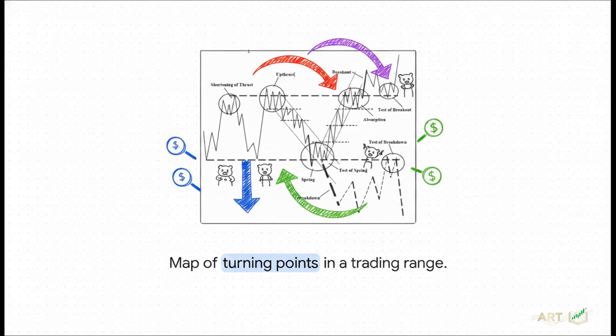Think about the spring down at the bottom of a range. Price dips below support, traps the bears into thinking it's going lower, and then violently reverses upward. Conversely, up at the top, we get the upthrust, a false breakout above resistance that totally traps the bulls right before the price collapses. And of course, you'll see tests of these breakouts and breakdowns. These moments right here, these are your prime action signals.